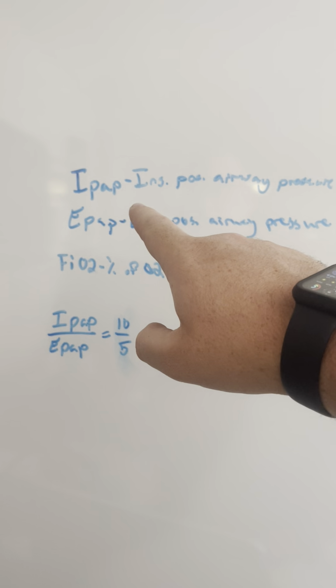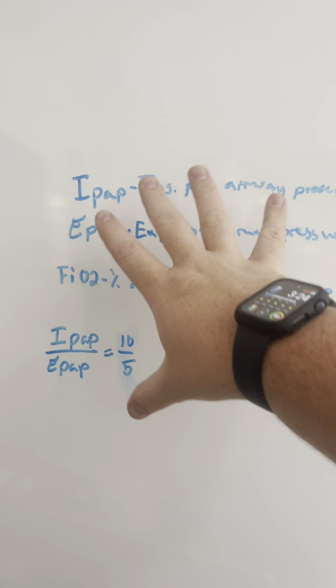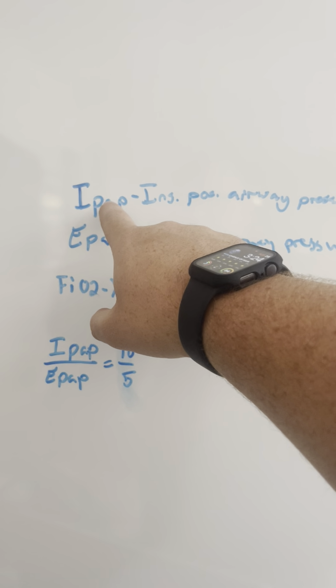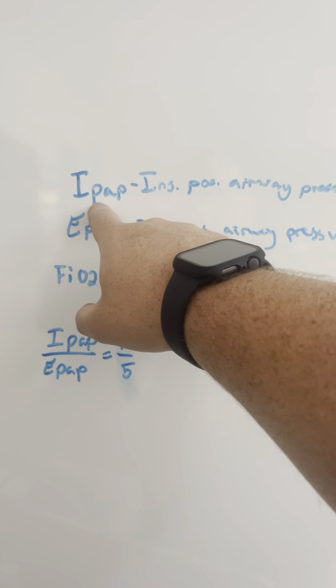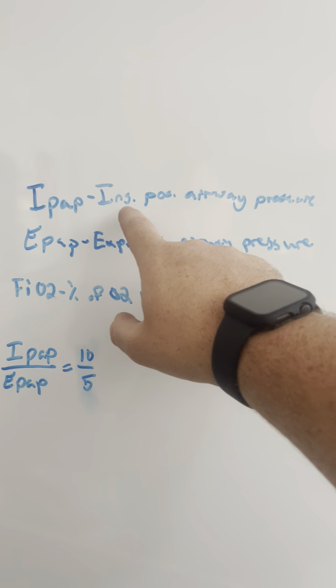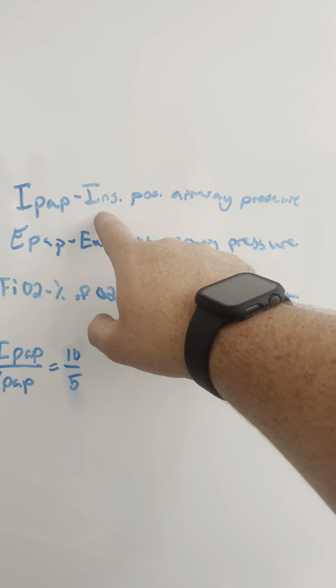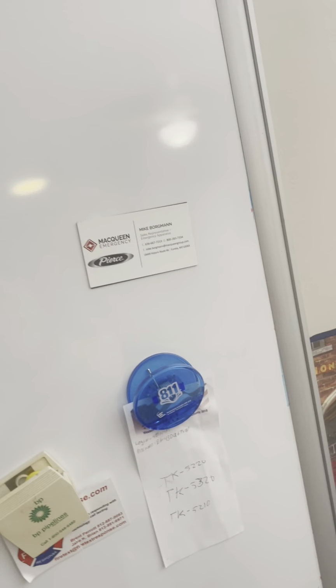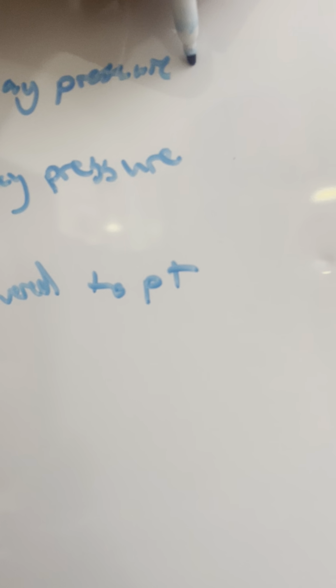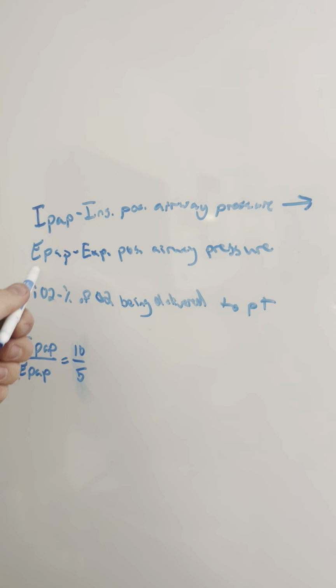Okay, so with our BiPAP settings, the first one you're going to see on our vent is IPAP. That is the inspiratory positive airway pressure. So that is the air or the pressure that we are giving when the patient is breathing in.